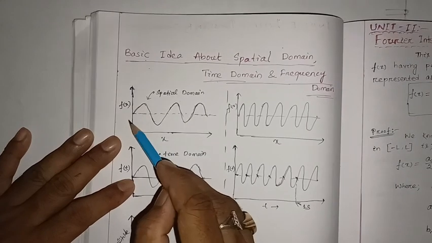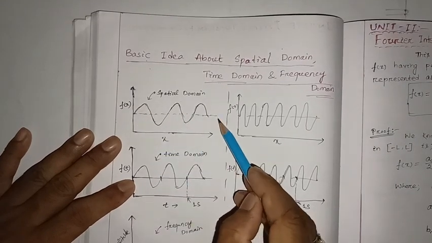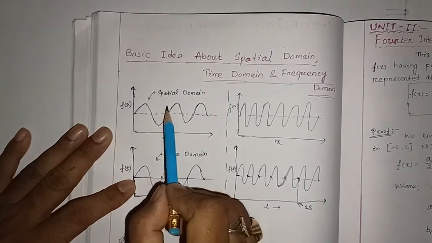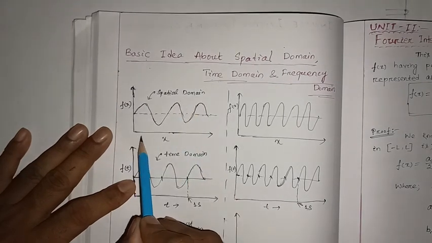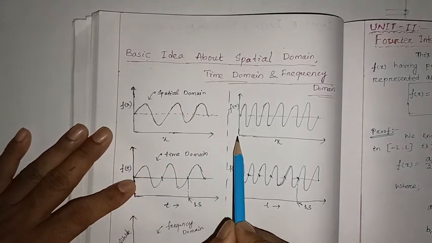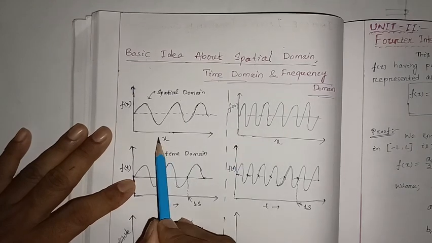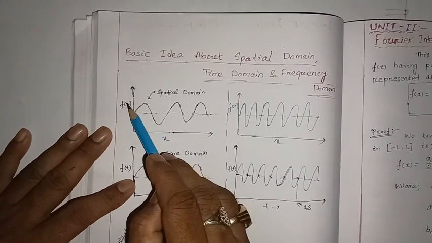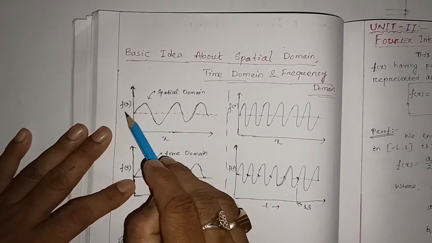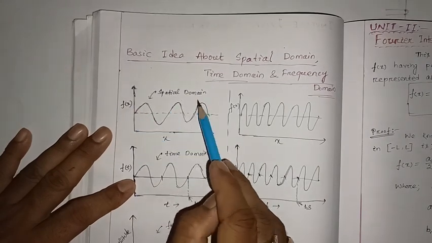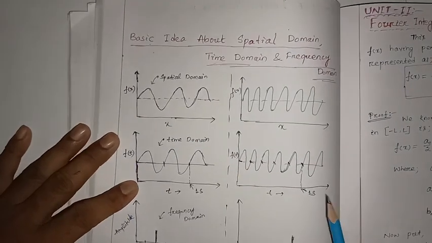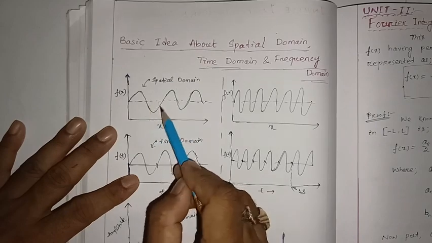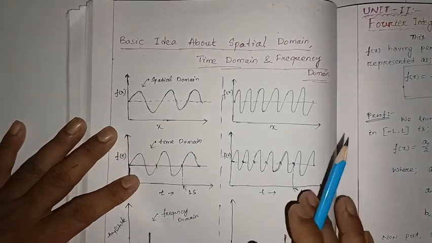Here you can see that this is a sinusoidal wave, and this wave is represented in the spatial domain. That means along this axis we have considered the variation of x. For each and every point of x, the value of this function has been represented. That means this is the spatial domain. Or this signal, which may be an audio or video signal, is represented in the spatial domain, you can say.